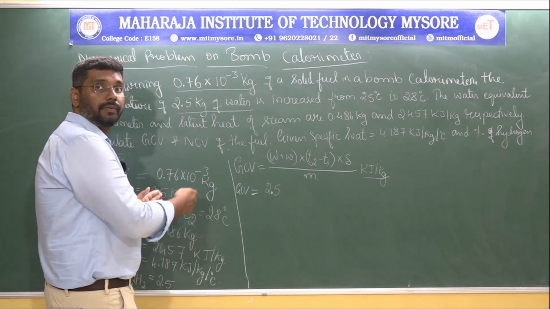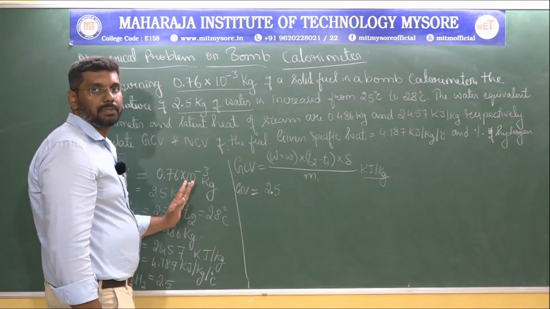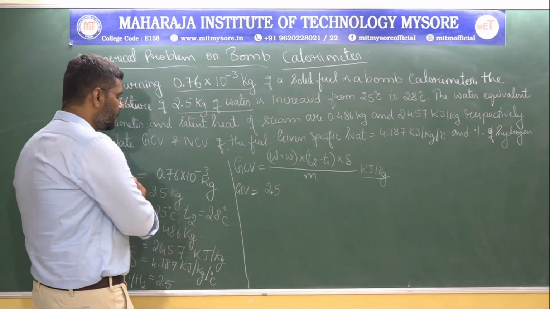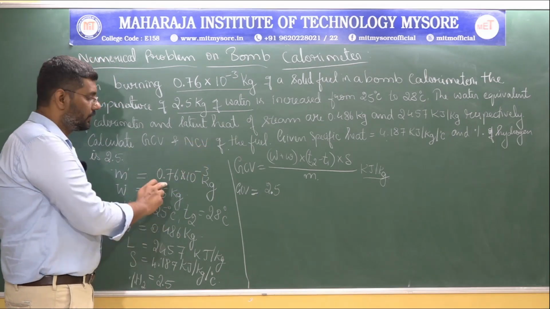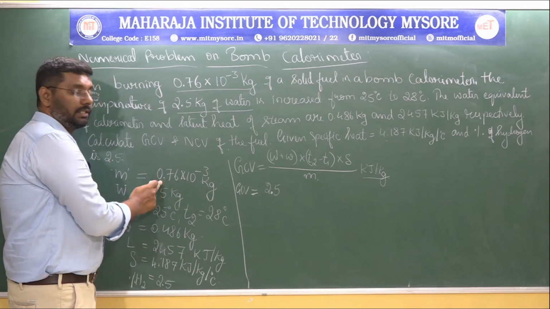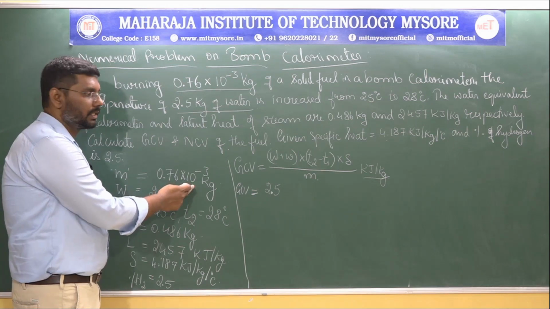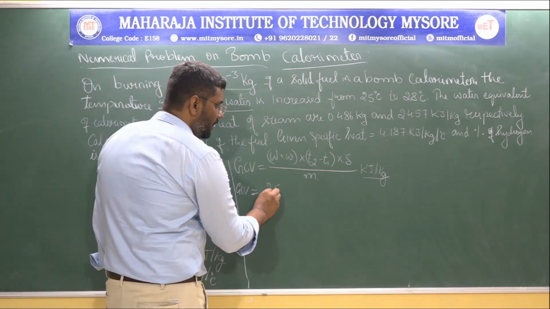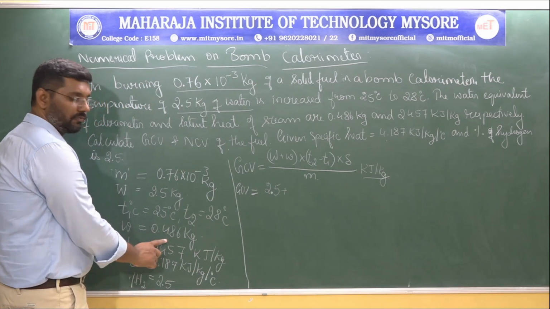In case if it had been given in terms of grams, then you need to convert that into kilograms. Is it clear? For example, if he has given the mass of the fuel as 0.76 grams, then you need to convert that into kilogram. How will you convert that into kilogram? By just multiplying it by 10 to the power of minus 3. Is it clear? So here 2.5 plus what is the water equivalent of calorimeter?